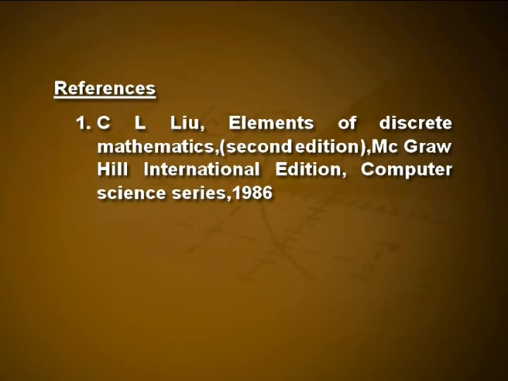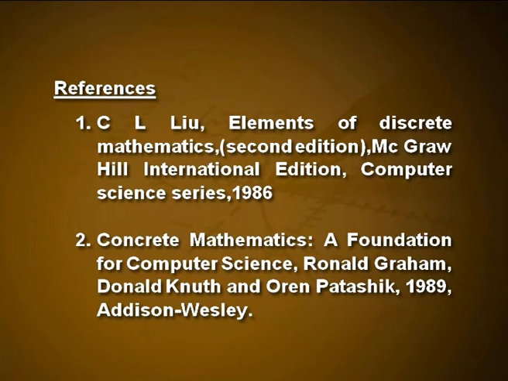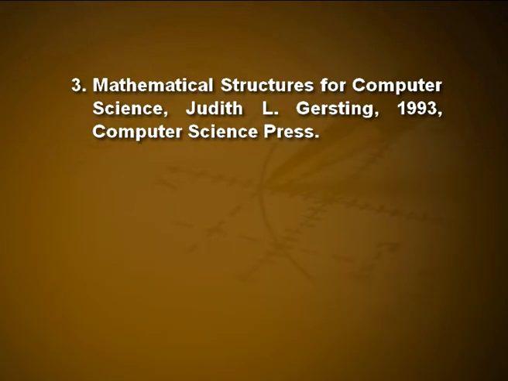Now we will see some reference books. First one is Elements of Discrete Mathematics, 2nd edition by C. L. Liu, McGraw-Hill International Edition, Computer Science Series, 1986. Second one is Concrete Mathematics: A Foundation for Computer Science by Ronald Graham, Donald Knuth and Oren Patashnik in 1989 by Addison-Wesley. Third book is Mathematical Structures for Computer Science by Judith L. Gersting, 1993, Computer Science Press.